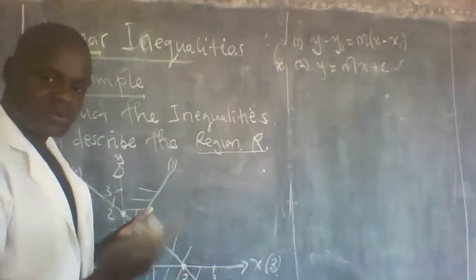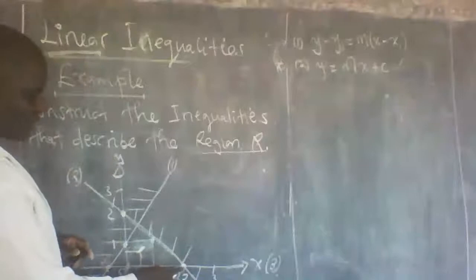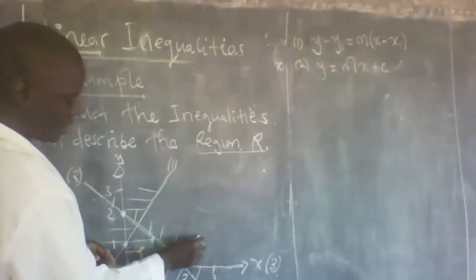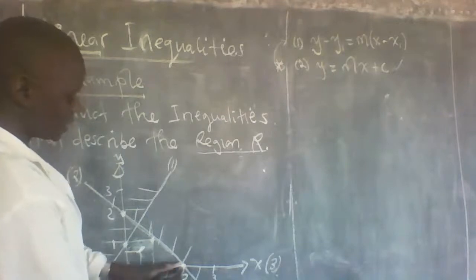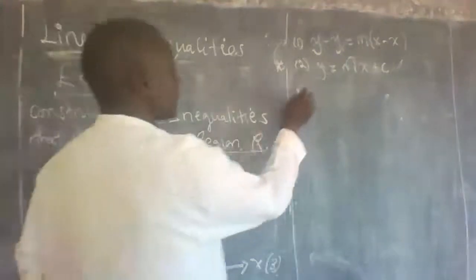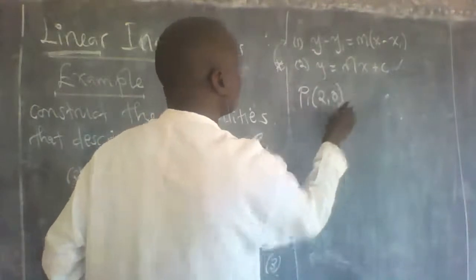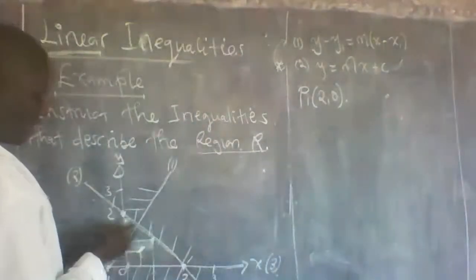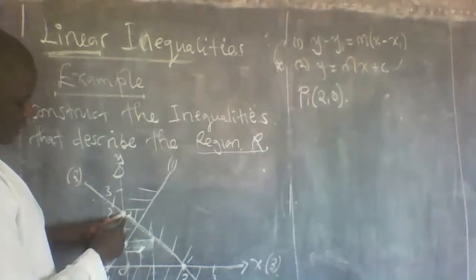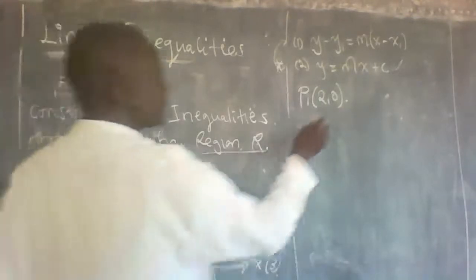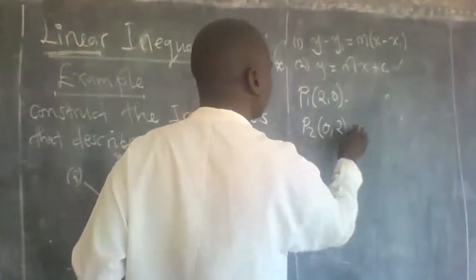Which one becomes point 1 and which is point 2 is for you to decide. I'm going to decide this will be point 1. What are the coordinates here? The x is 2, because it is along the x-axis, and the y is 0. So my point 1 is 2, 0. Then my point 2 here, the x is 0, and the y is 2.